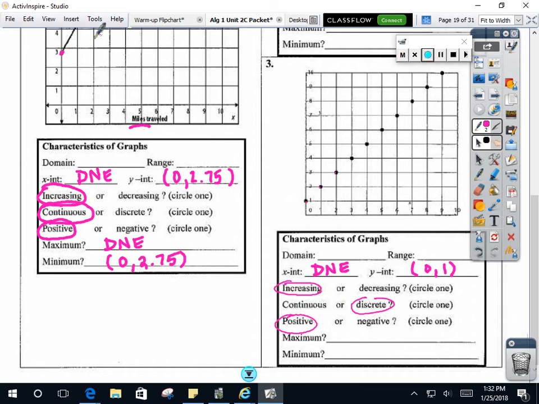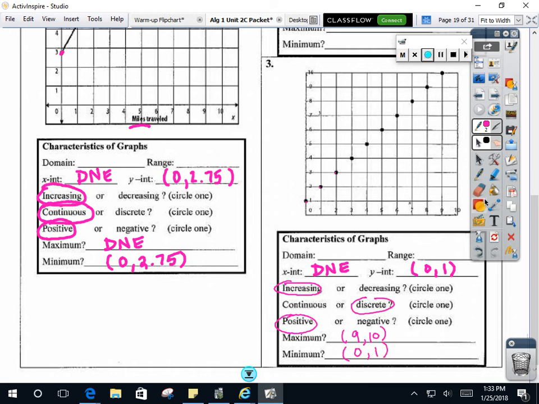Basically, if there's a line, it's continuous. If there's not a line, it's discrete. Right, there's no data in between those points. Okay, is there a maximum point? Where is it? 9, 10. Is there a minimum point? Where is it? 0, 1.